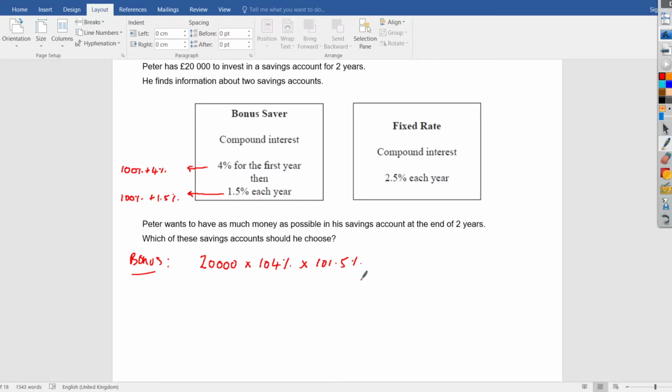Okay, so what we can do here, that's after year 1, and then it's going to be year 2. I'm going to just change these into decimal multipliers. So the multiplier of 104% is just 1.04, and the multiplier for 101.5% is 1.015. So you can put either one of those in your calculators, which we'll do. So 20,000 multiplied by 1.04, and then times by 1.015.